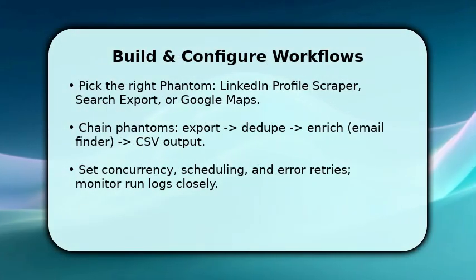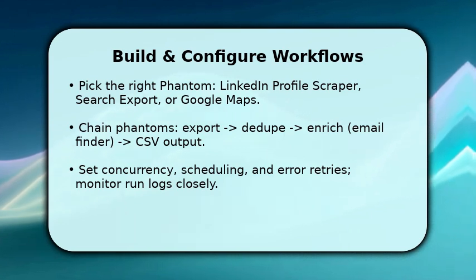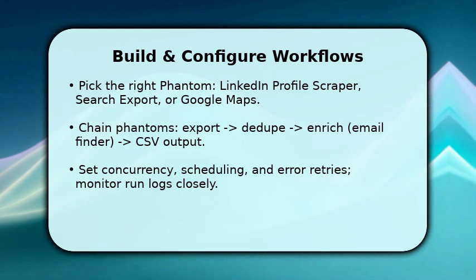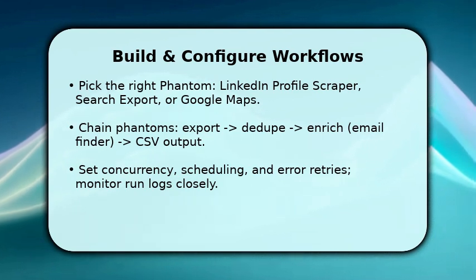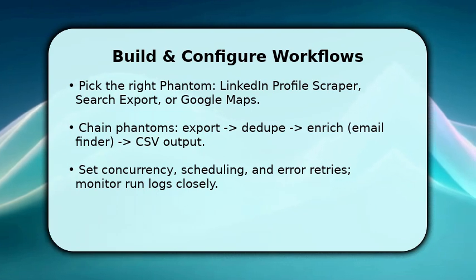Next, you construct the workflow that turns raw profiles into usable leads. Choose the appropriate phantom for your source, then chain tasks: export search results, deduplicate records, enrich contacts with an email finder, and send the final CSV to cloud storage.